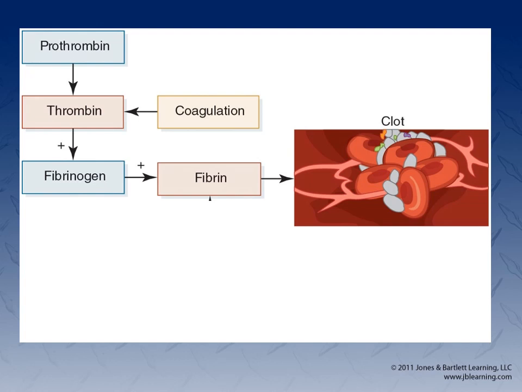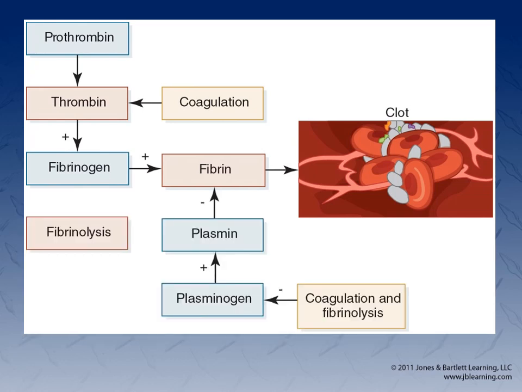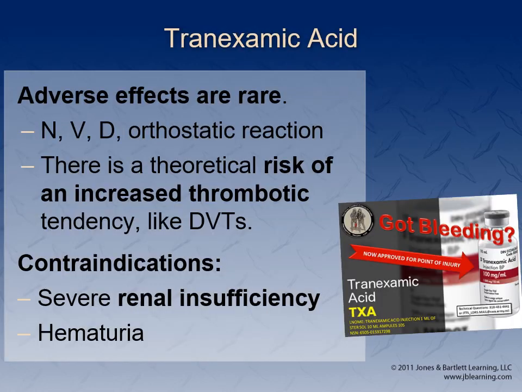Those are what we talked about before, and here's what we're talking about now. We have the same slide in hematology, and that's where TXA works. The way we give TXA is on the next slide. So here are some of the adverse effects: nausea, vomiting, diarrhea, orthostatic reactions. There is a theoretical risk of increased thrombotic tendencies like DVTs, and we should probably worry more about pulmonary emboli and strokes. But the numbers just aren't there to where it should be a big concern.